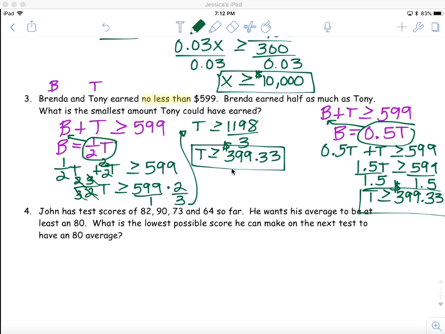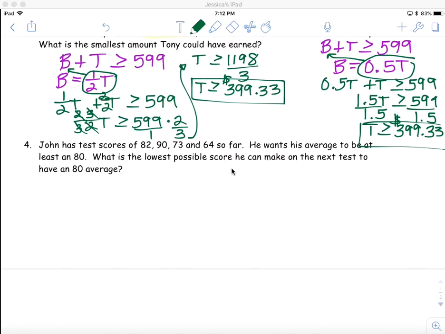Okay, for our last one, we're talking about John. John has test scores of 82, 90, 73, and 64 so far. He wants his average to be at least an 80. This is actually something you can use in your classes to see what you need to get on your next assignment. So, whenever you average something, that means you're going to add up everything you have, and then you're going to divide it by however many there are.